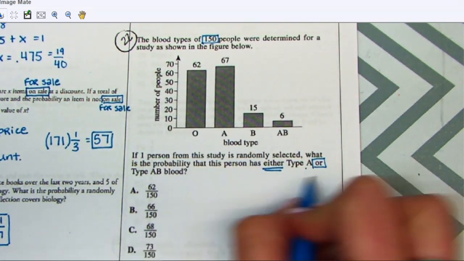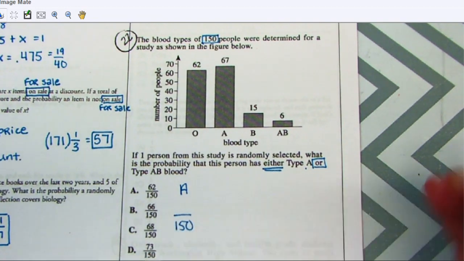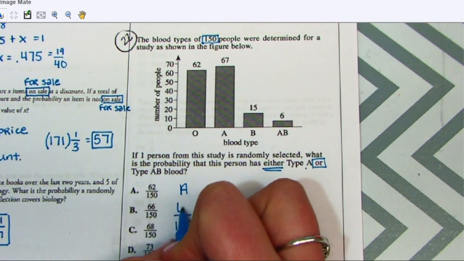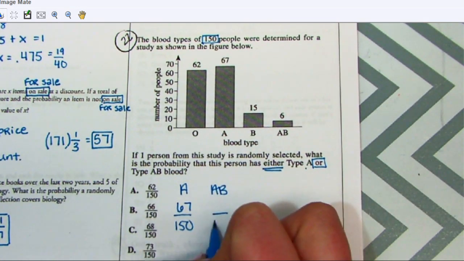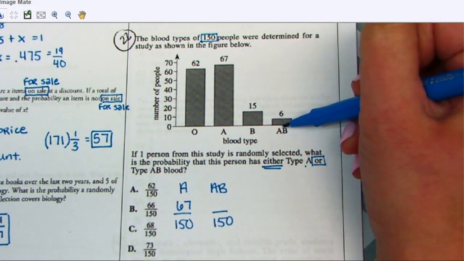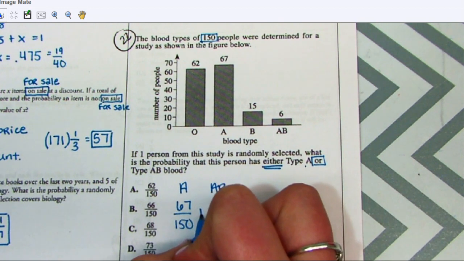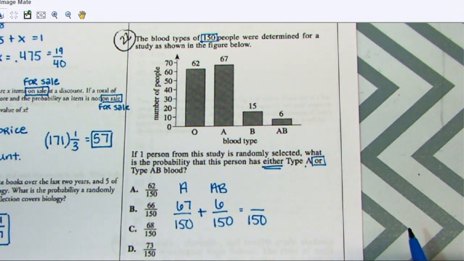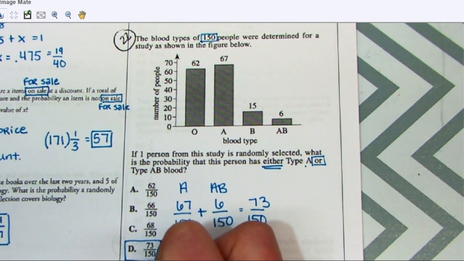So we'll do type A first. So I will put A up here. 150 people. Well, I'm going to look over here for type A. There are 67 people with type A. All right, type AB, there are still 150 people. Looking at my choices, I have 6 that are AB. It's either-or probability, so remember, you always add your probabilities together. 67 plus 6 is 73, and looking at my answer choices, it is D.